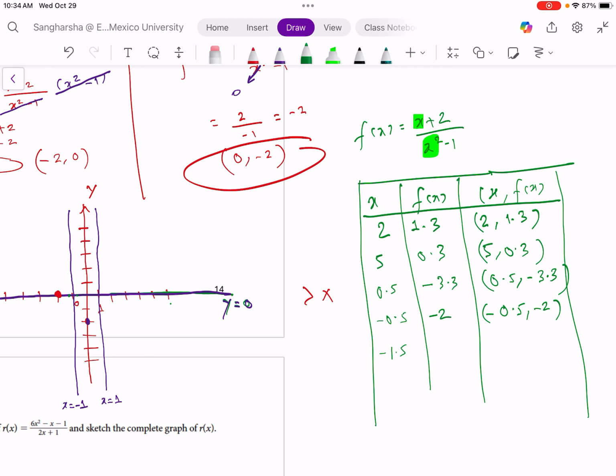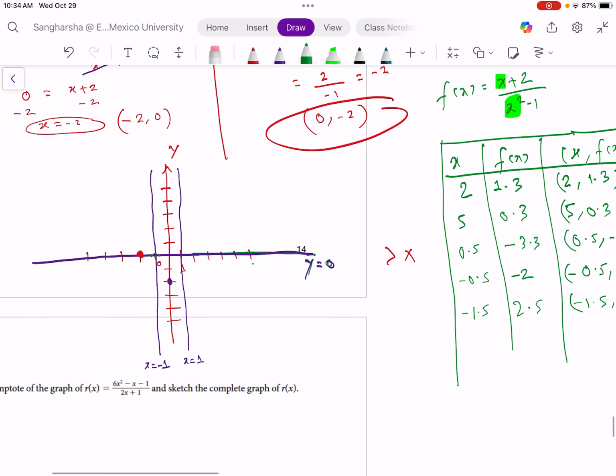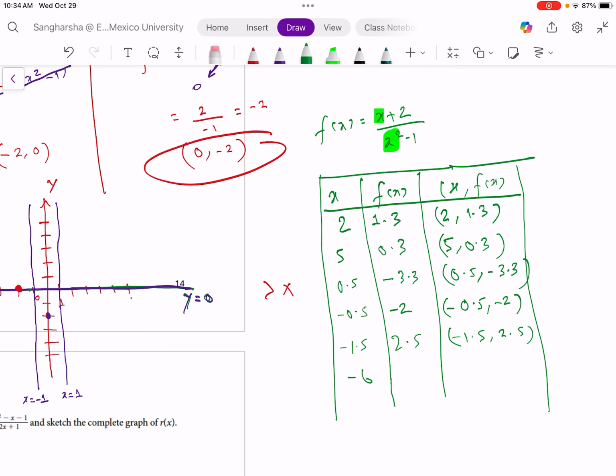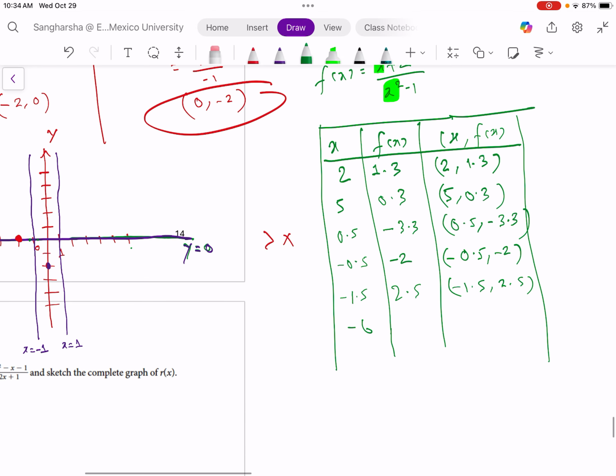How much? 2.5? Thank you. Okay, so negative 1.5, 2.5. Now let's take one last point. Let me take somewhere here like negative 6. So if our x is negative 6, then that's negative 4 divided by 36 minus 1, negative 4 divided by 35. Is it negative or positive? Negative again, negative 0.1. Thank you. Okay, now let's plot all these points, then we get the graph.